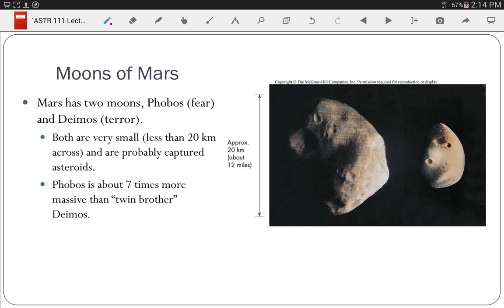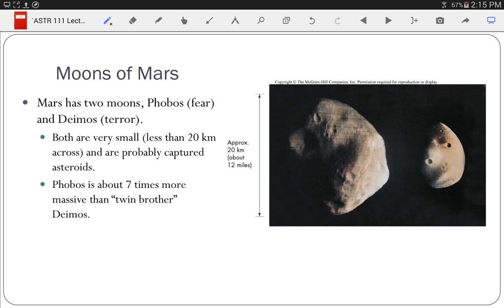The moons of Mars. Mars has 2 moons, Fear and Terror, or Phobos and Deimos. Those moons look exactly like the Earth's moon, right? No. Yes. Look like asteroids. They look like asteroids. They don't look like the Earth's moon at all.